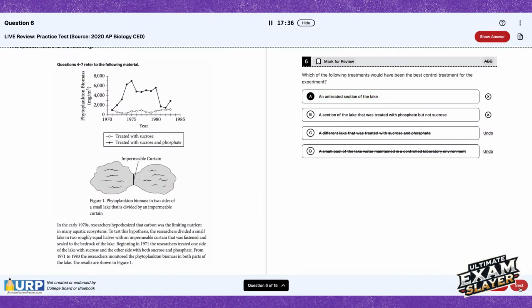All right, we have one more option for question 7 in our stimulus, and then we'll be about halfway done with our practice test, and we will just take a quick little breather to see where we're at. So which of the following was most likely a direct consequence of the addition of phosphate to the lake? So we need to think, what does phosphate do that might cause this increase in biomass within my lake?